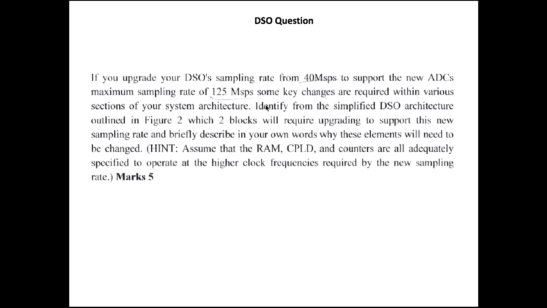See, it said identify from the simplified DSO architecture, and briefly describe in your own words why these elements will need to be changed. So please don't just write one line. That's the reason, please read your questions carefully, each line. You might write only one line, yeah, we need to change the anti-aliasing filter, but then you will get only 1 mark. So please read the question carefully. That is the one thing I want to insist. It's based on my experience.